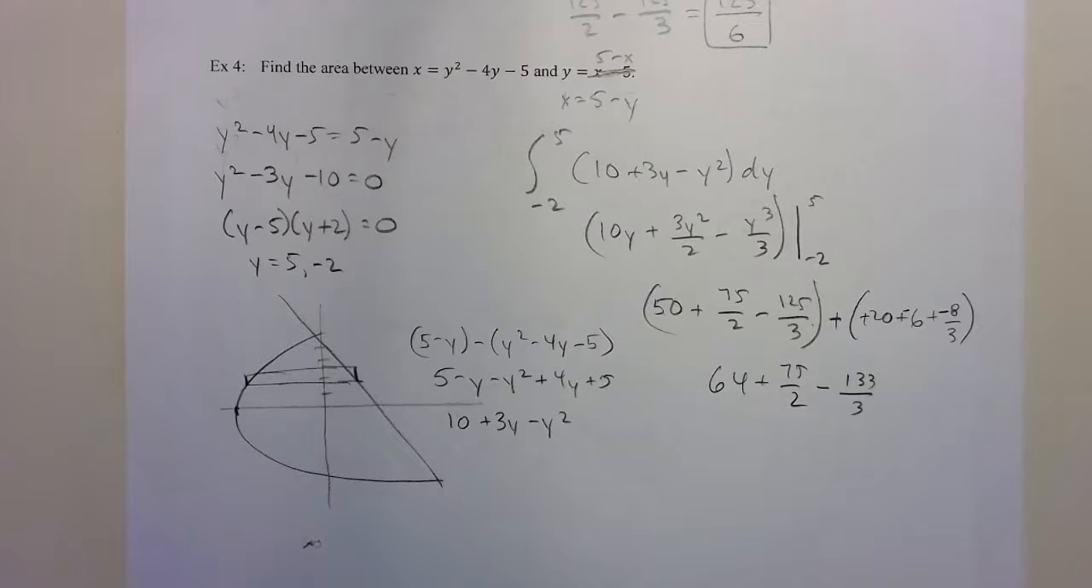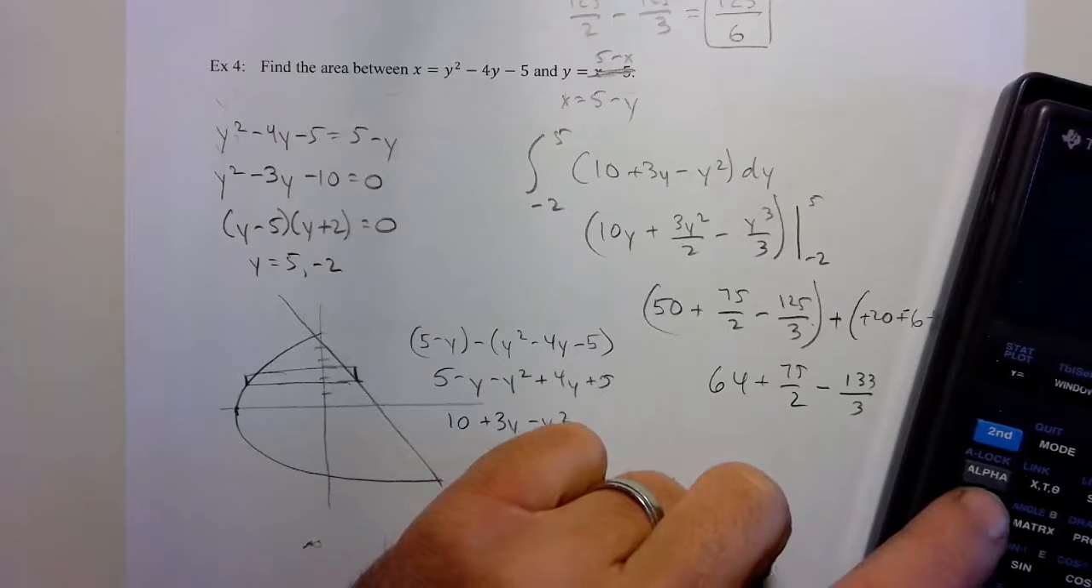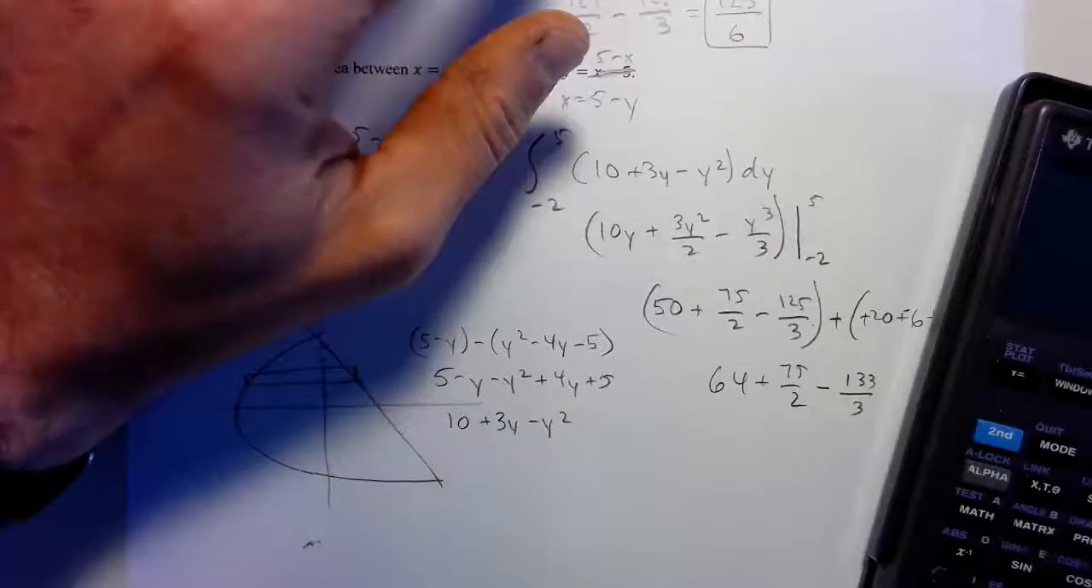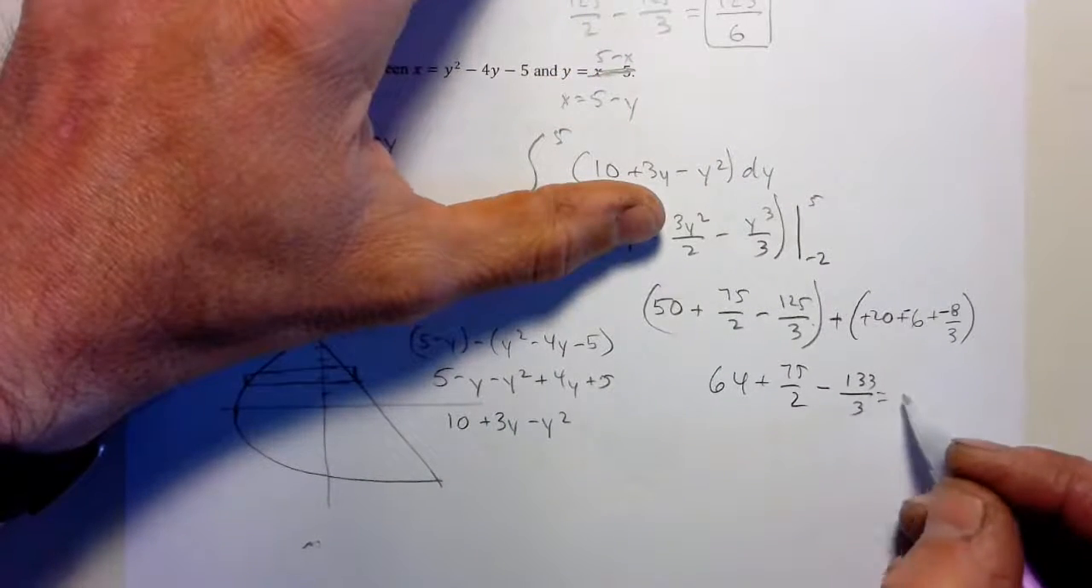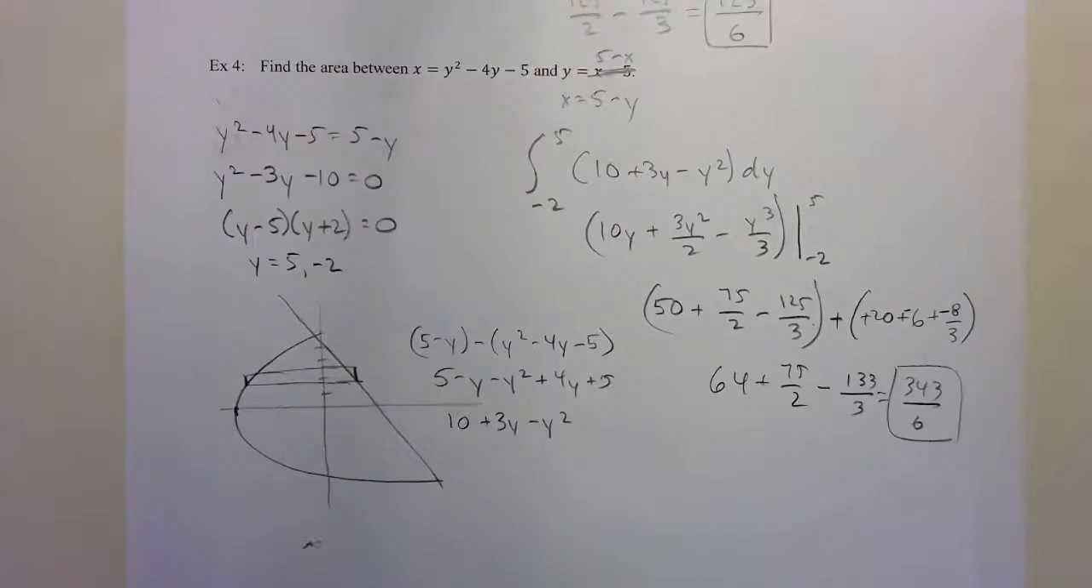So it's another great one. Hey, let's use that calculator. 64 plus 75 divided by 2 minus 133 divided by 3. Change it to a fraction, and I got 343 over 6. I was hoping that wouldn't cancel, but it didn't. So sometimes that happens. Sometimes you get lucky and it cancels, sometimes it doesn't happen. So we get that answer. That's how we do those problems.